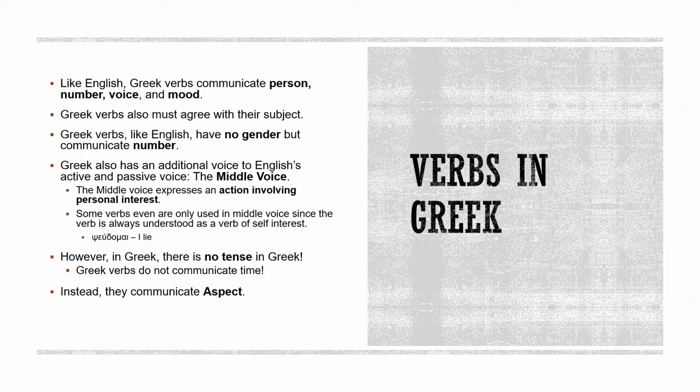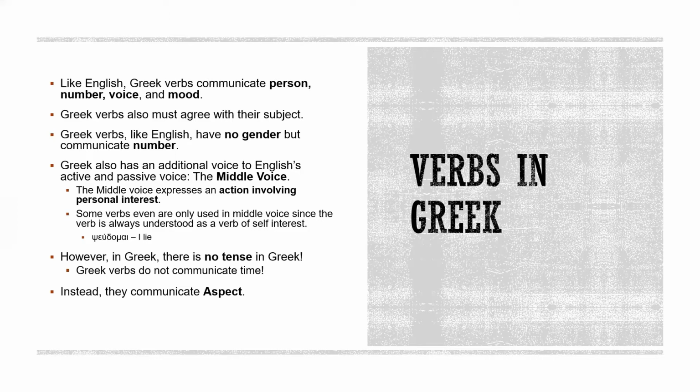For voice, Greek has an additional voice to English's active and passive voice. This is called the middle voice. The middle voice expresses an action involving personal interest, such as I give an object to someone for my own personal interest. Some verbs are even used only in the middle voice since the verb is always understood as a verb of self-interest, such as the verb I lie in Greek, which is pseudomai.